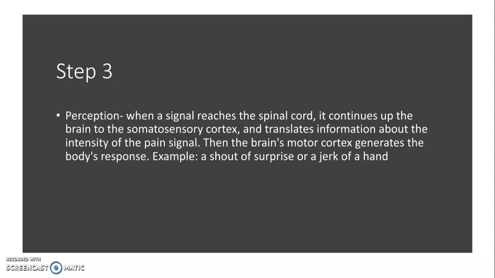Step 3 would be perception. When a signal reaches the spinal cord, it continues to the brain in the somatosensory cortex and translates information about the intensity of the pain signal. Then the brain's motor cortex generates the body's response. Example, a shout of surprise or a jerk of a hand.